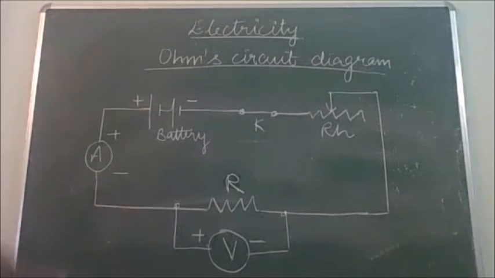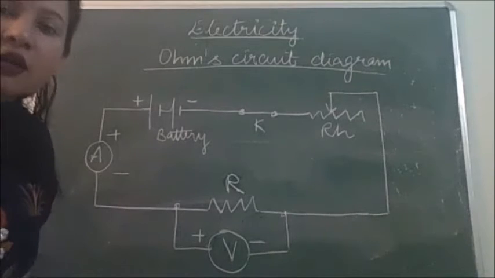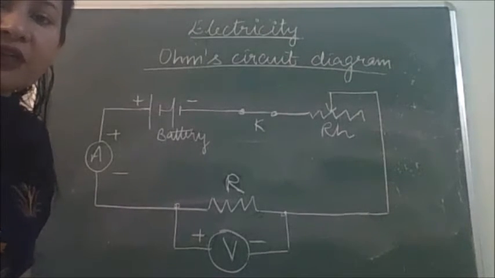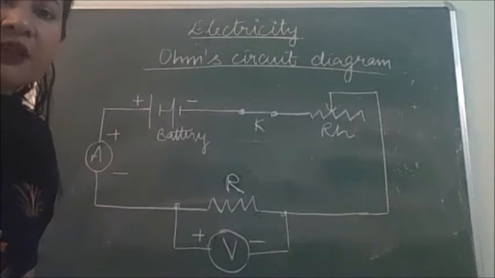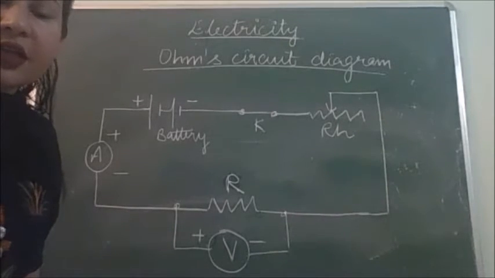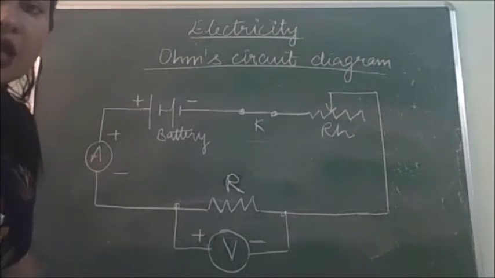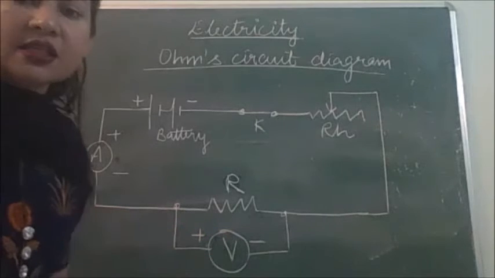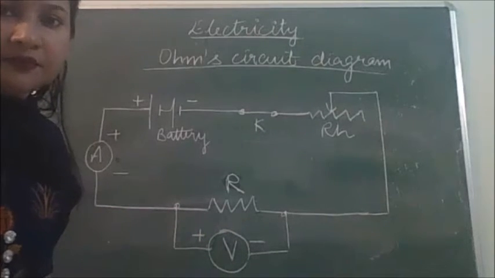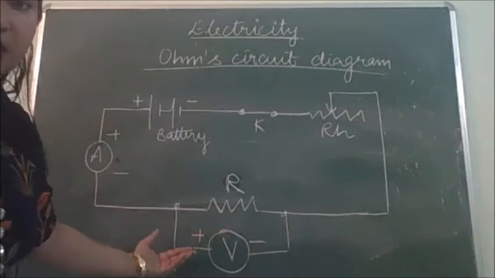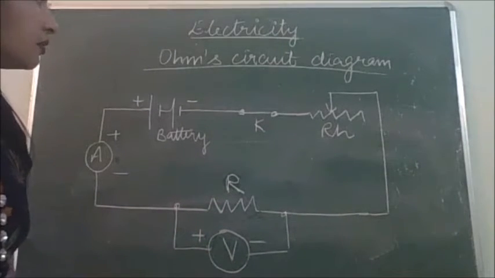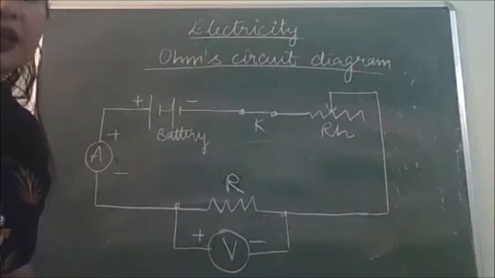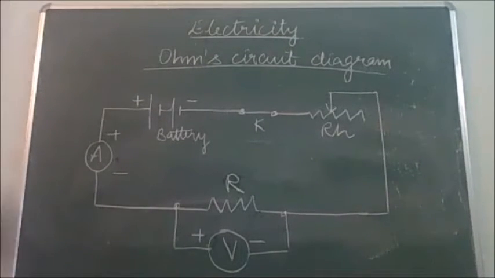This is the circuit diagram that will be used to conduct Ohm's experiment. Had you been at school, we would have conducted this experiment in the lab as well and actually noted the readings of the ammeter and voltmeter. The ammeter gives us the reading of current and the voltmeter gives us the reading of potential difference, voltage, right? So have a look at the circuit diagram. You have to learn this as well, it can come in the paper.